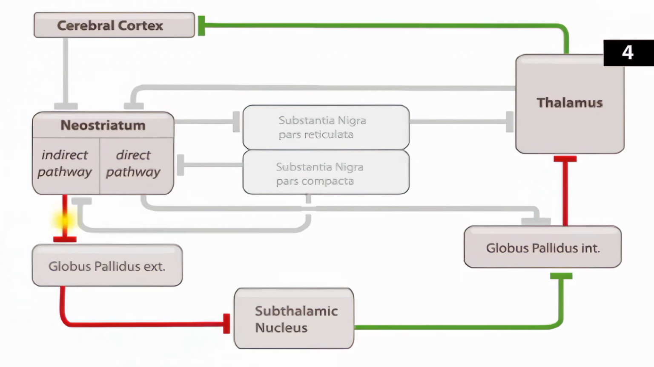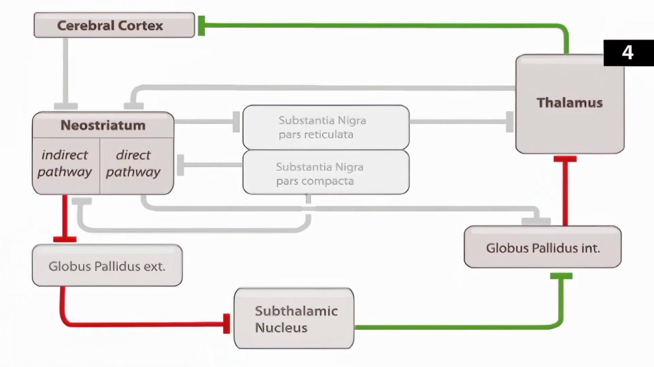So the neostriatum inhibits the globus pallidus externa, which increases the excitatory signal from the subthalamic nucleus and increases the inhibitory signal from the globus pallidus interna. So this inhibits the signal from the thalamus. So while the direct pathway facilitates movement, the indirect pathway inhibits movement.